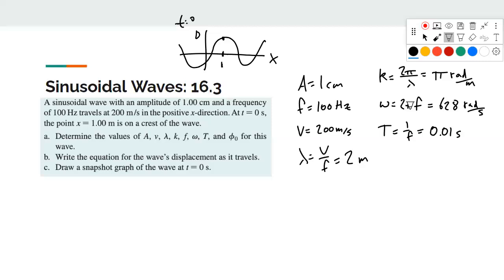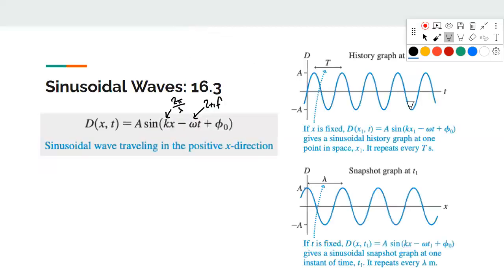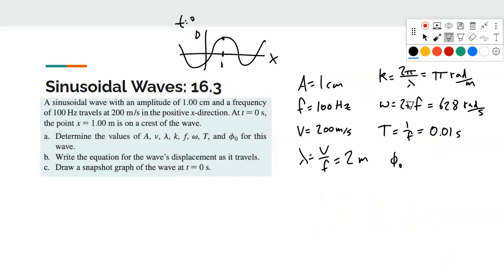So then the last thing for part A is getting the phase, which as you'd expect is always kind of tricky. What we want to do here is think about how this function is shifted to allow for this position at time 0 to have a crest at 1. And so we have to think here, are we going to use a sine or a cosine? For sinusoidal traveling waves, the book tends to use sine. So fair enough, we can certainly do that.